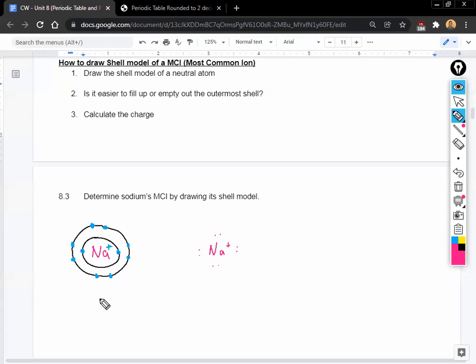Okay, I'll have you try 8-4. I'll leave it at 8-3 just so you can take a look at it. But I want you to draw the shell model for oxygen's MCI. Take about a minute and a half to do oxygen's MCI. After that, we'll go over it and then we will move on.